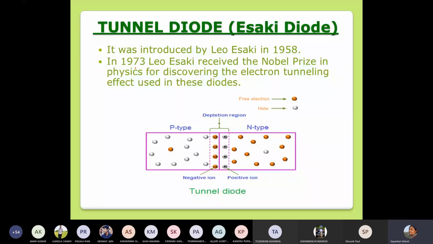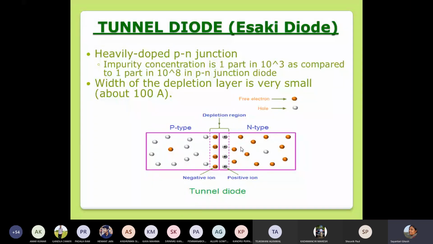In general, a tunnel diode is nothing different from a PN junction diode. You have a P type and an N type, and they are fused together to form a PN junction. The main difference is basically in the doping concentration. This PN junction we are talking about is heavily doped. It is made of a P-type and an N-type, both heavily doped.